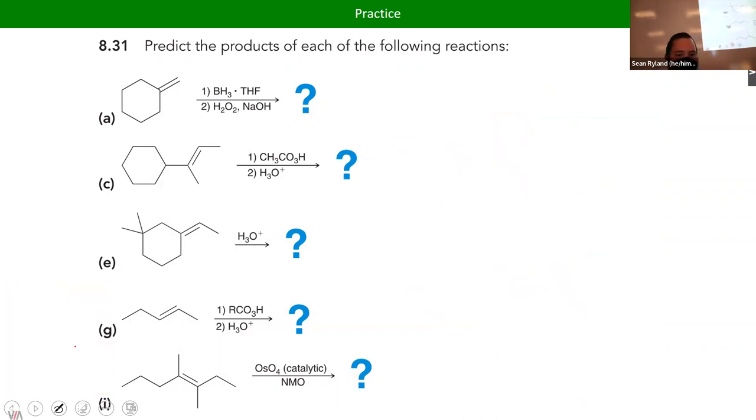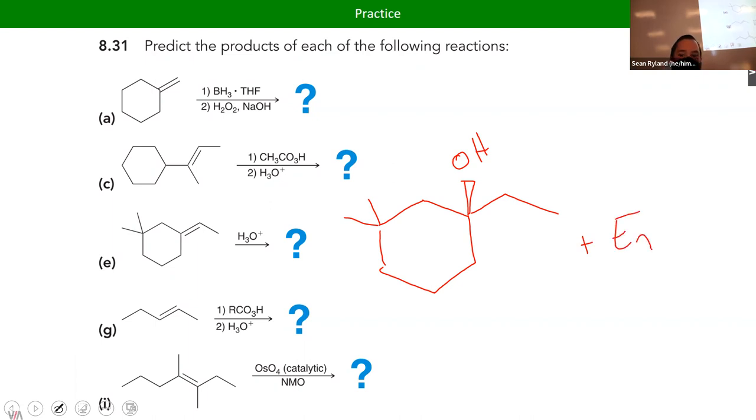All right, if we just do an acid catalyzed hydration, Markovnikov, nothing changes except we wind up with, here's another case where we can draw it just like that and then just say plus enantiomer, because going through the carbocation intermediate means we'll get both of those. The OH can attach coming towards us or going away from us.